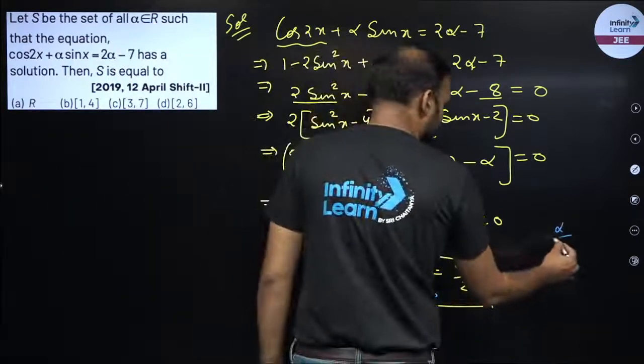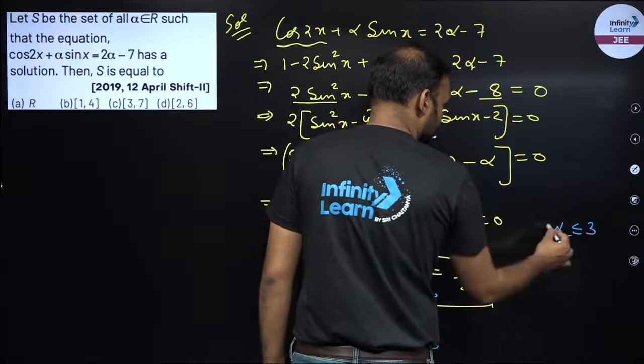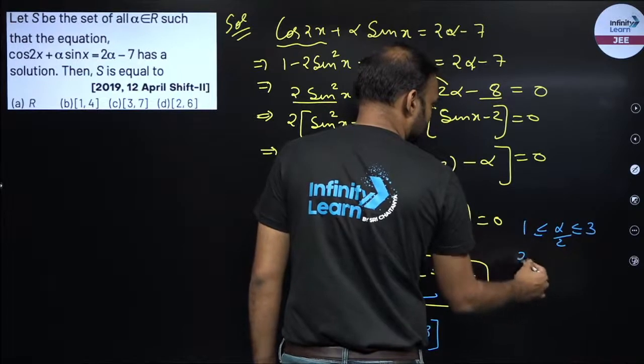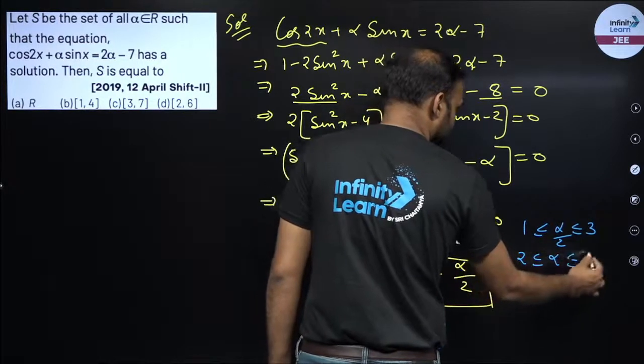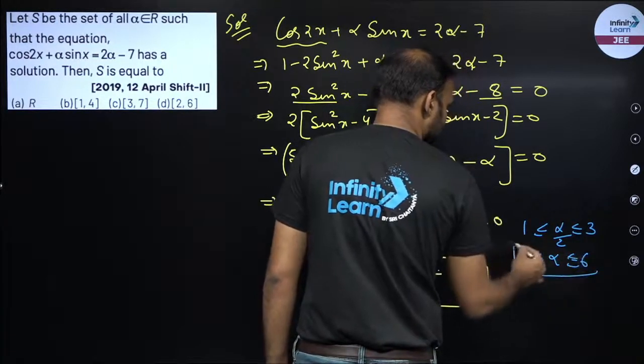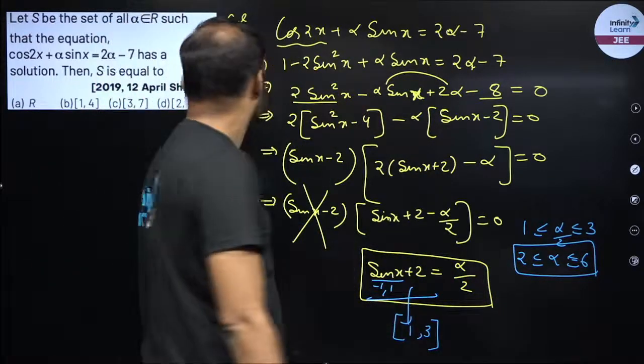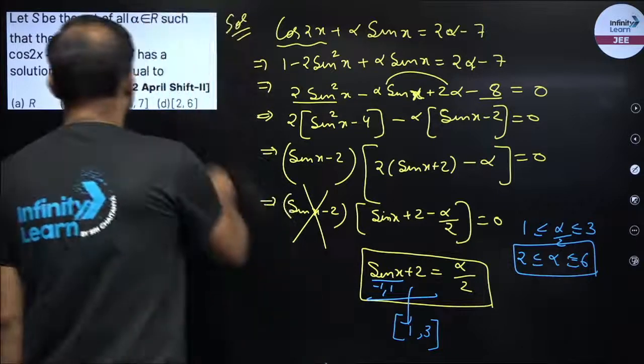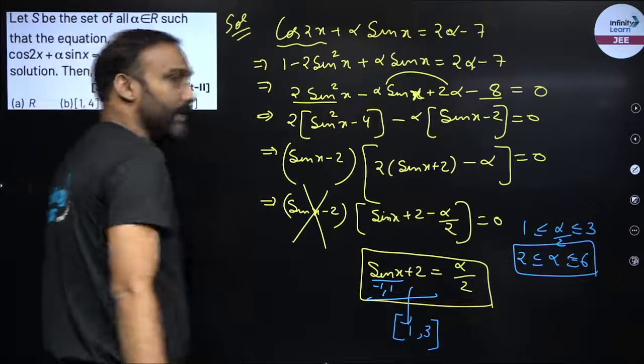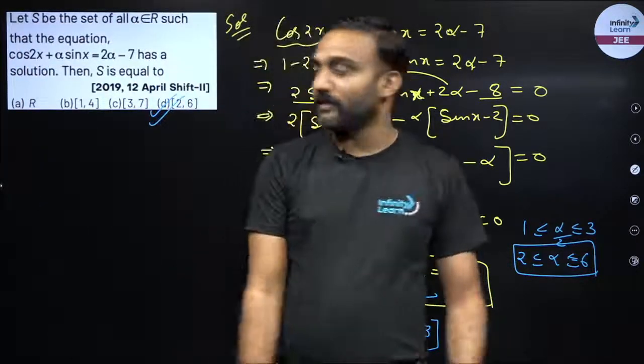So I know alpha by 2 will lie between 1 and 3. Multiply with 2. So alpha will lie between 2 to 6. So now over here, where do I see 2 to 6? Option number D is the correct answer.